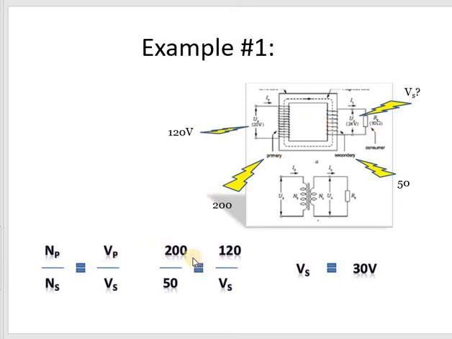Say there are 200 turns in the primary coil and 120 turns in the secondary coil, and the voltage supply at the primary is 120.